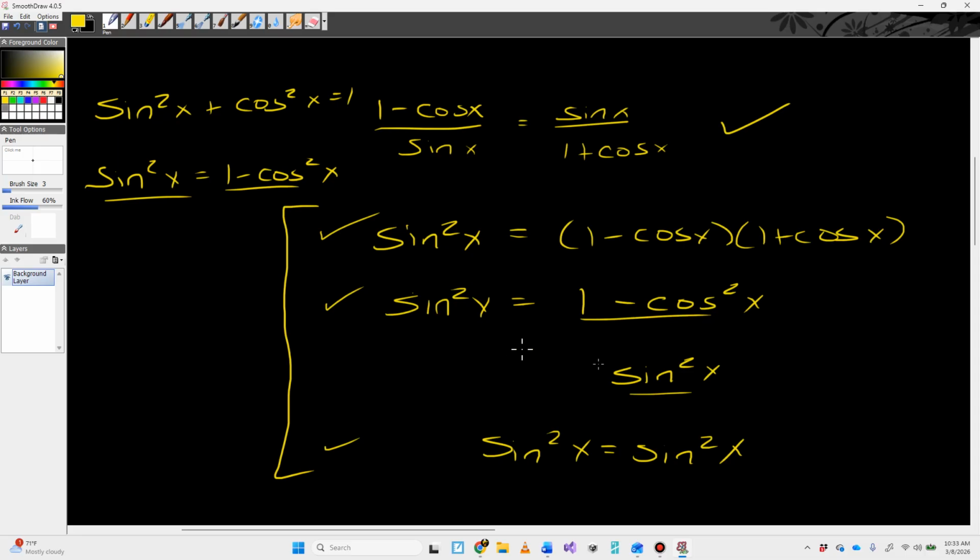You can write these 3 lines because these are properties which you have already learned. This is a ratio cross multiplication property. This is a difference of squares property. And this is therefore a Pythagorean identity property. You can name each one that you've done.